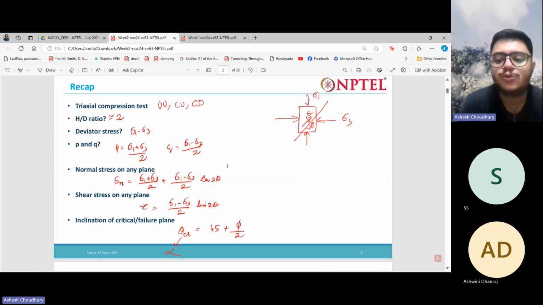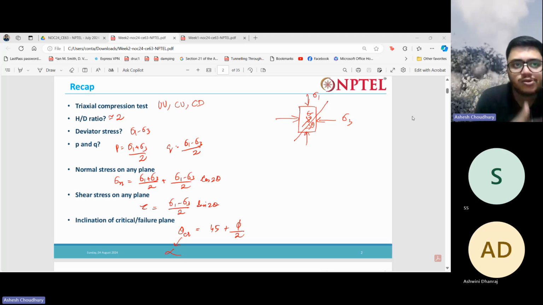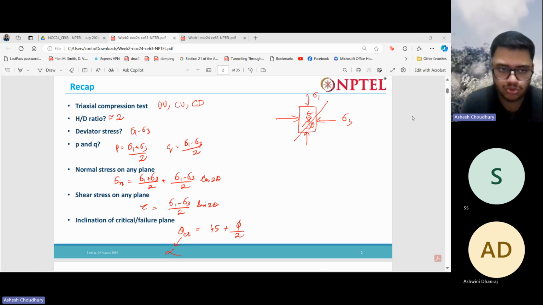Right, so in the next week, we introduce the session by recapitulating the triaxial compression test, right? You already know what a triaxial compression test is and what the different types are. You have the UU test, the CU test, and the CD test. These are all the different types of triaxial tests available to us, and you should also know which is actually used in what cases.